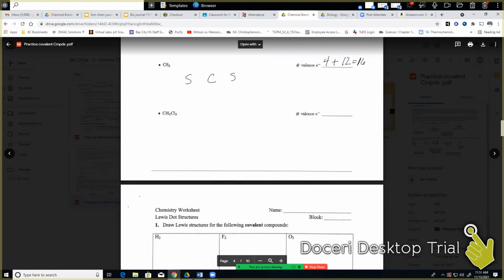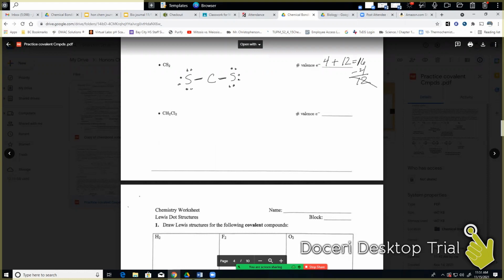So I'm going to start off and put single bonds between each one. Remember, even if I draw a line, it's still 2 electrons, so that's a total of 4 electrons. So I use 4, I have 12 more. So I'm going to start putting my electrons around my terminal sulfurs. 2, 4, 6, 8, 10, 12. So that's all my electrons. I used them all up.